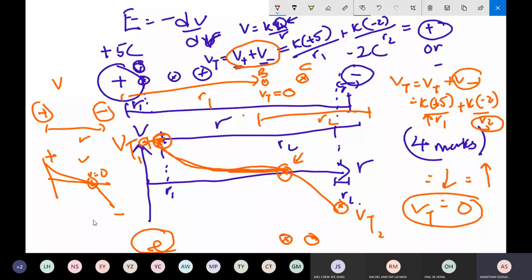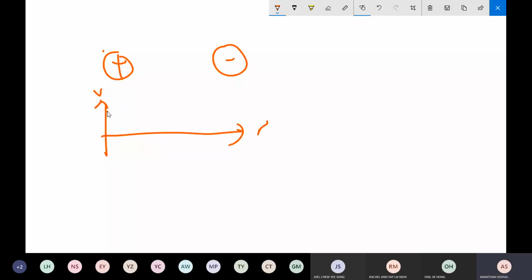Now let me erase everything. Now more questions. So the conclusion is positive, negative. If you plot V versus R, it's going to be like this. If the positive charge is positive 5 and negative 2, then this should be higher, and this would be lower. Now second question.